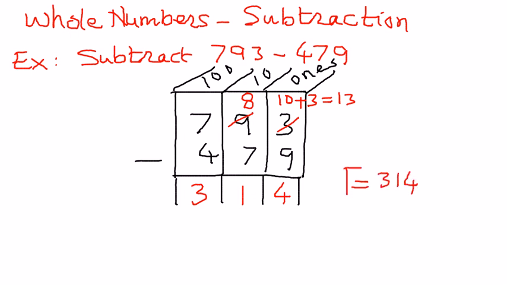So this is how we use the borrowing technique from the next digit when the number in a particular place is less than the number we need to subtract from. This is how we use the subtraction rule to simplify whole numbers.